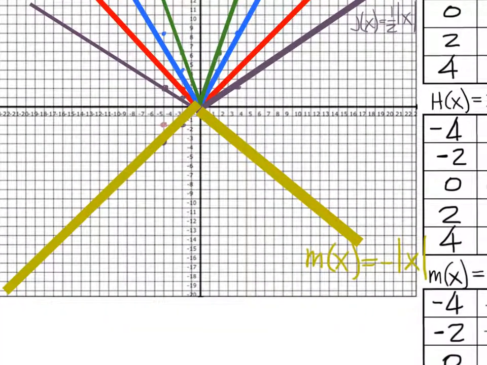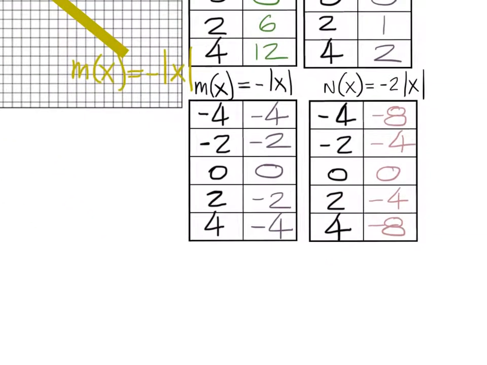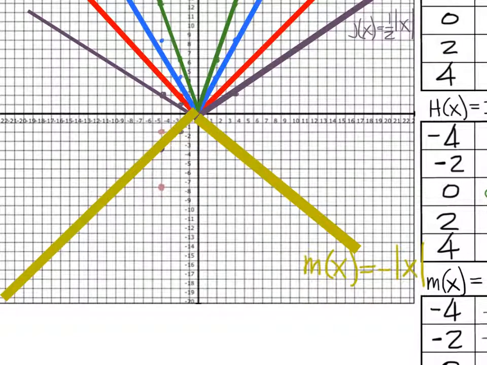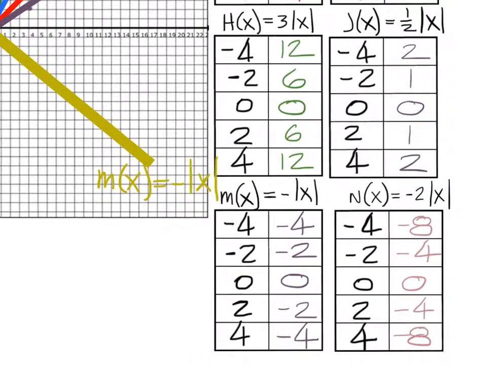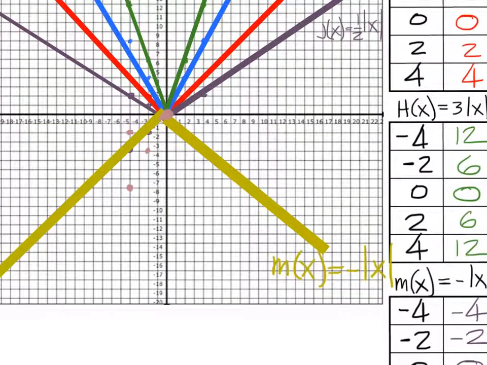That's not the point we need. We need negative 4, negative 8, which should be down here. There we go. There's negative 4, negative 8. We'll ignore the other dot. The other point is negative 2, negative 4. Should be right here. There's the origin. And then we have to mirror that on the other side. 2, negative 4 should be right here. And then 4, negative 8 is right there.